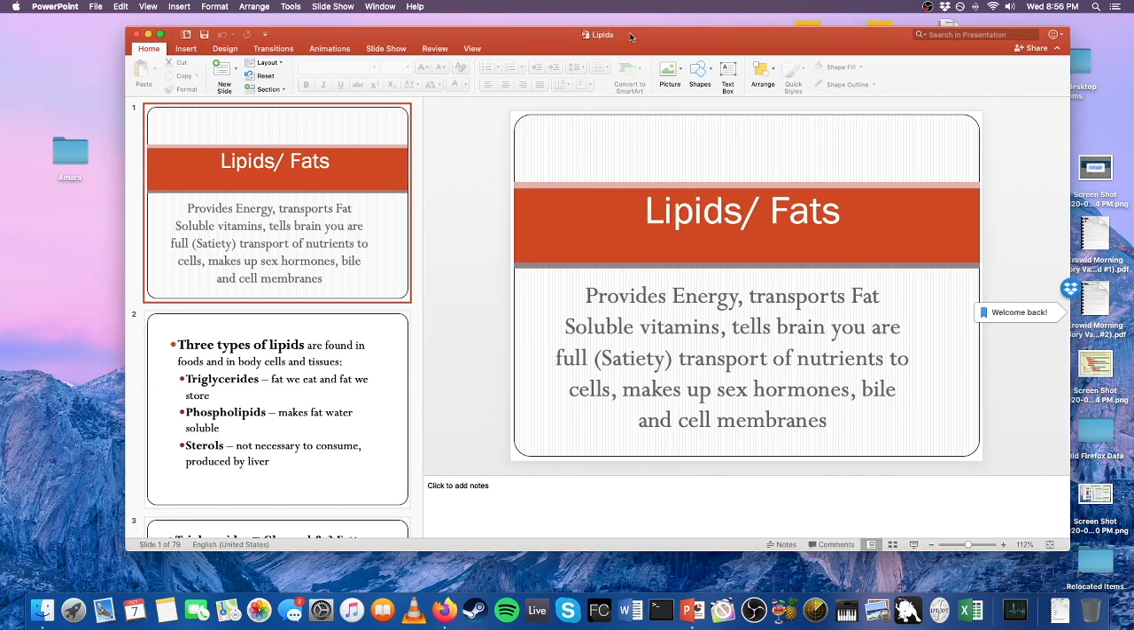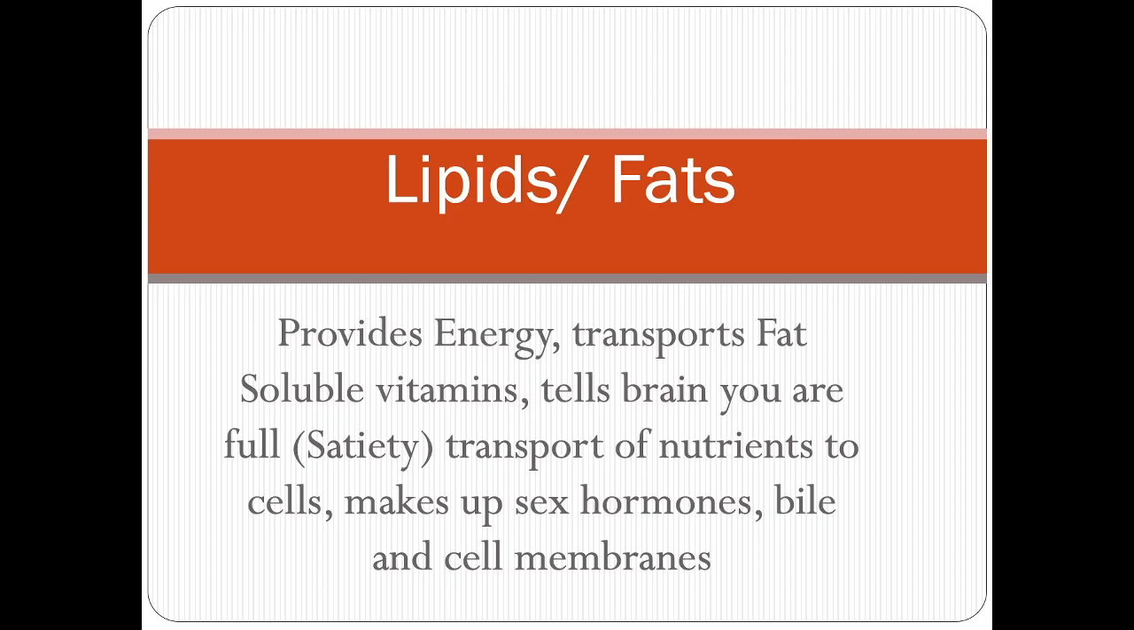So now we're going to move on to our discussion of lipids. Lipids, also known as fats, are molecules that serve a variety of very important functions in your body. They provide energy, they help transport other fat and lipid molecules throughout your bloodstream. They carry fat-soluble vitamins. They give you signals of satiety, letting your body know when it needs to consume or is done consuming food. Helps transport nutrients to cells. A lot of lipids are the precursors for a number of hormones, including sex hormones. They are also the precursors to bile and cell membranes.